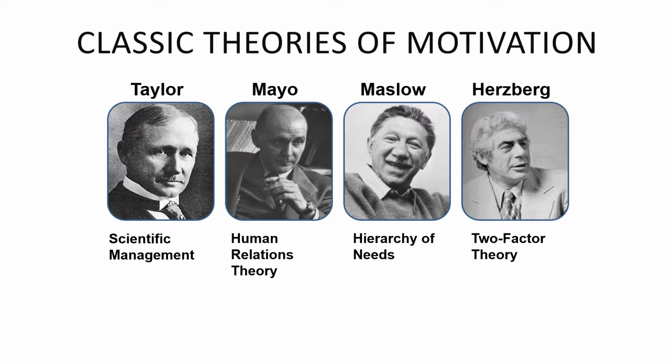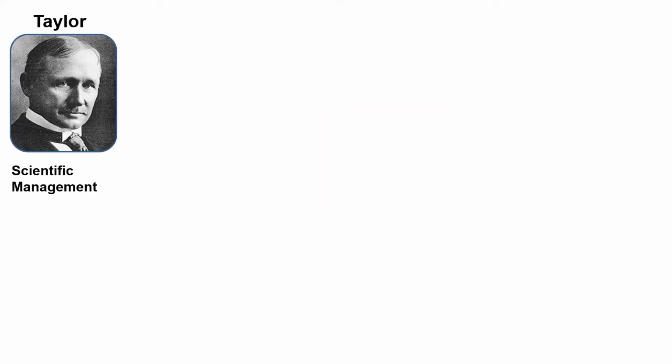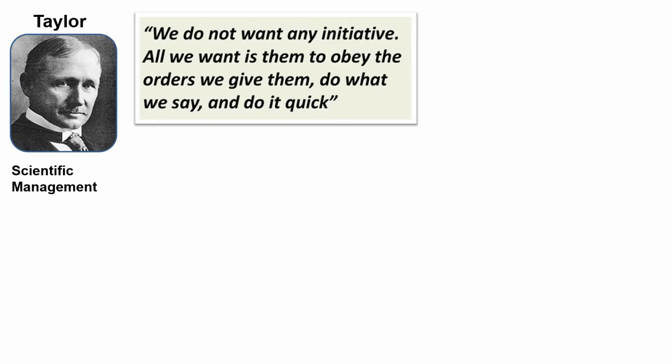We have Taylor, who came up with a scientific management theory, Mayo, the human relations theory, Maslow and his hierarchy of needs, and Herzberg's two-factor theory. So we're going to go through these, look at how they came up and some of the pros and cons of their conclusions. So let's start off with Taylor and his scientific management theory.